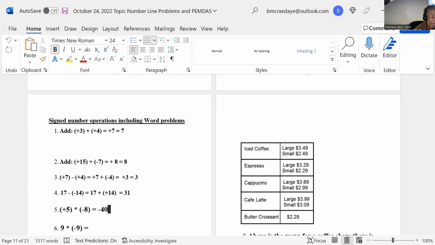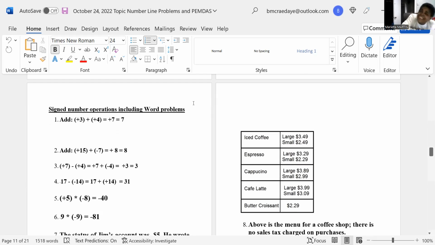Number 6, 9 times a minus 9. Oh, 9 plus... multiply. That's right, very good. So a 9 times a minus 9 gives you what? 81. Okay, plus or minus? Minus. Very good, wonderful. Because you've got a plus times a minus, that's going to give you a minus.